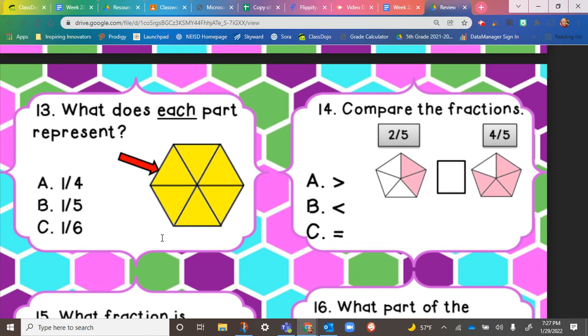What does each part represent? There are 1, 2, 3, 4, 5, 6 parts, and each one would be 1/6.